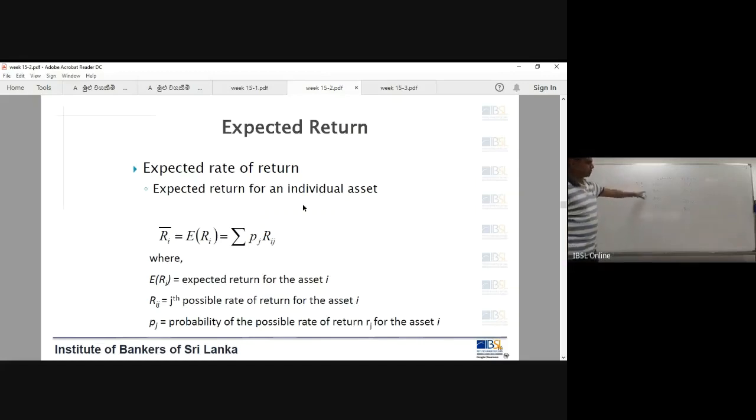So these probabilities of the particular stock, let's assume it is John Hills, are given. There's a 10% probability that you will end up with a 5% return, 50% probability that it will give a 10% return, 30% probability that it will give a 20% return, 10% probability that it will give a 30% return. So this probability and return combination is given. Then what is your expected return? How do you calculate expected return? You need to multiply probability.